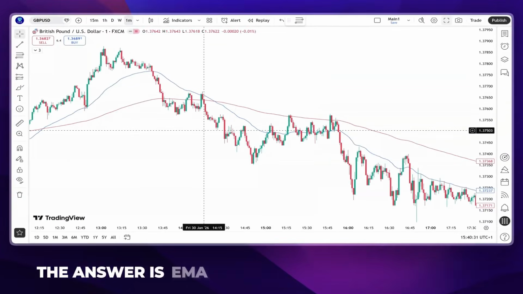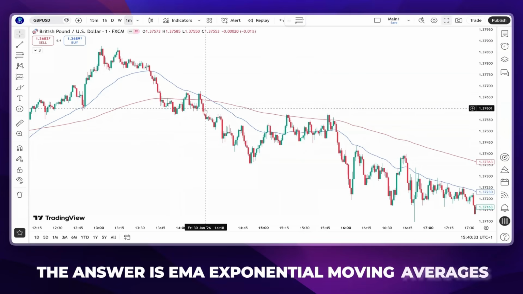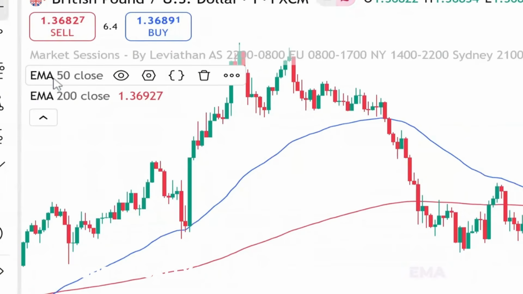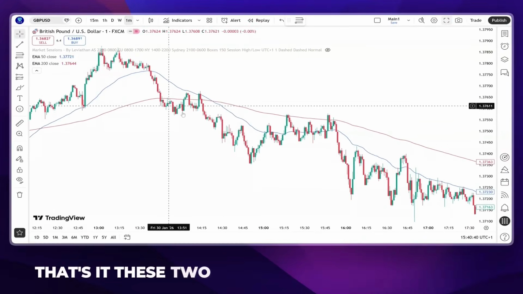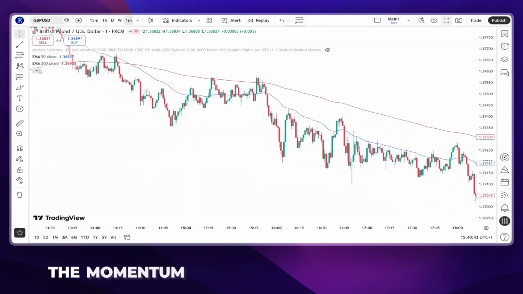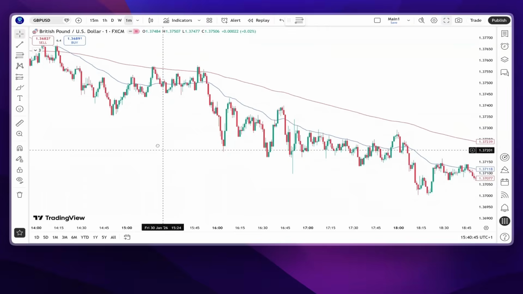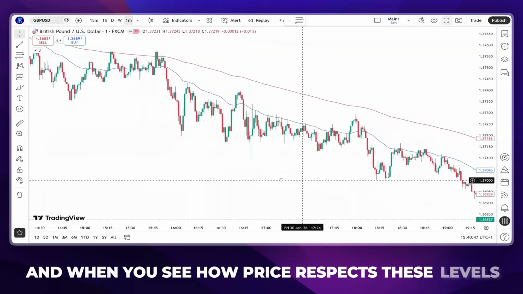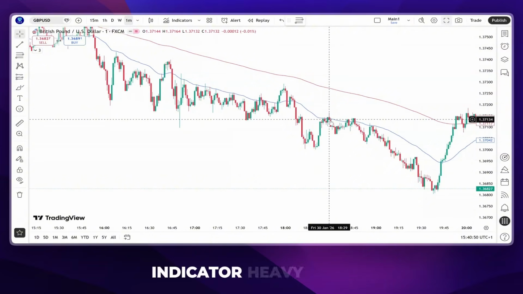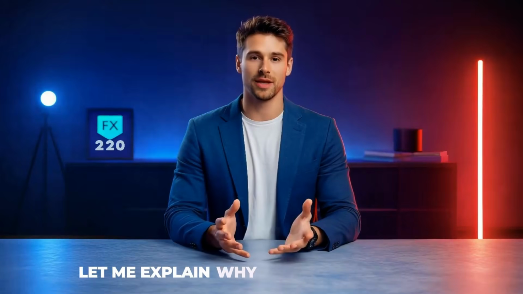The answer is EMA, exponential moving averages, specifically the 50 EMA and the 200 EMA. That's it. These two lines can tell you everything you need to know about the trend direction, the momentum, and where to look for entries. And when you see how price respects these levels over and over again, you'll never go back to those cluttered indicator-heavy charts. Let me explain why these work so well.